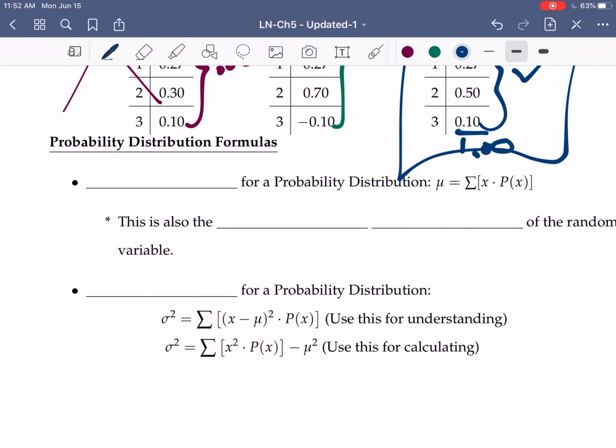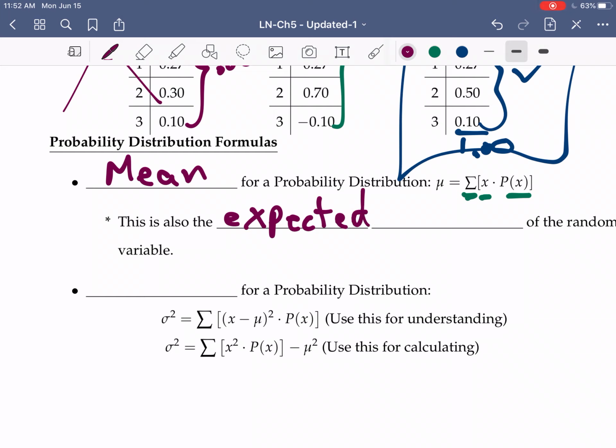In this video, we're going to take a look at formulas that are associated with probability distributions. So the first formula that we have is the mean for a probability distribution. The way we calculate the mean is we're going to take each of the x values, multiply them by the associated probability, and then add all of those things up. This value, we also call it the expected value.